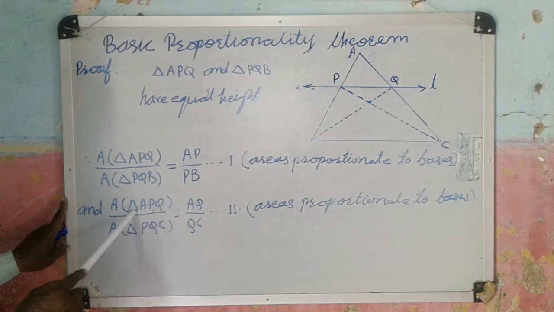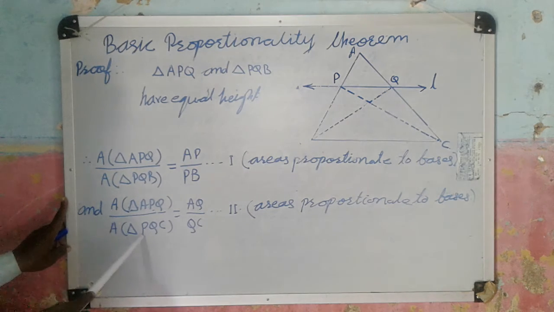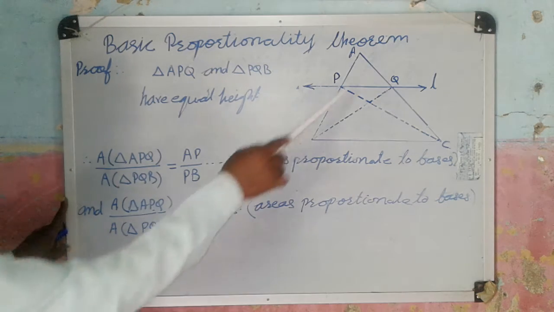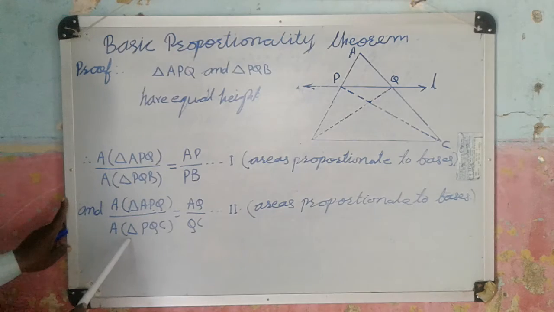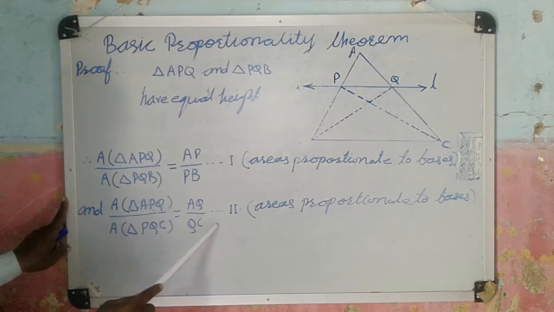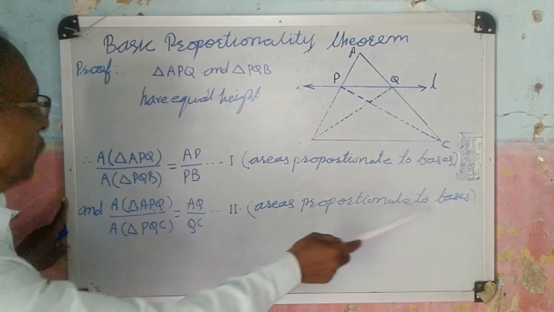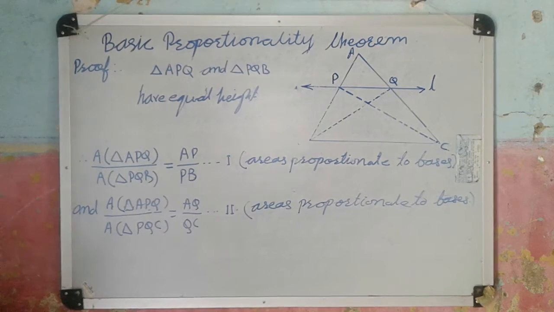That means area of triangle APQ upon area of triangle PQC is equal to the base of triangle APQ, that means AQ, upon the base of triangle PQC, that means QC. This is our statement 2. Reason is areas proportionate to bases.